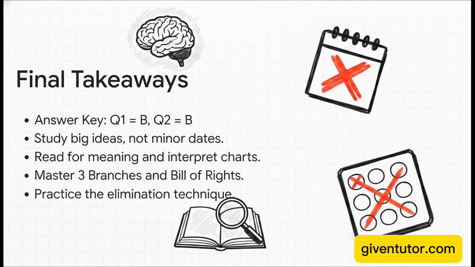Remember, the GED Social Studies test does not want you to memorize a massive, boring list of historical dates. Instead, you need to study the big ideas, like popular sovereignty, federalism, and the separation of powers. Focus really heavily on reading for meaning and interpreting passages or charts. Make sure you absolutely master the roles of the 3 branches of government and the core protections in the Bill of Rights. And whenever you sit down for a test, keep actively using that elimination technique we just practiced.